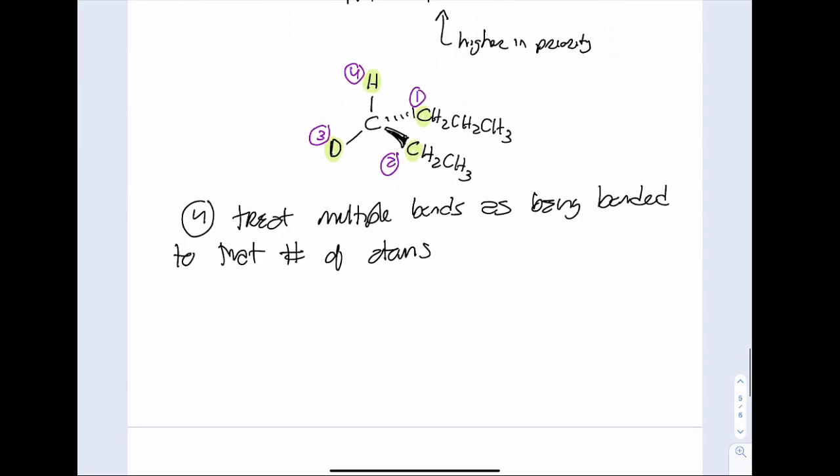So as an example, if I have a double bond, and then this is where my chiral center is, so I'm just going to draw a little slash through it. That's where it's attached. The way that I want to think about this is that this carbon, the one that's attached to my chiral center, is bonded to a hydrogen and 2 carbons.